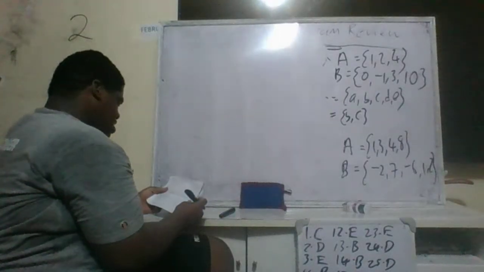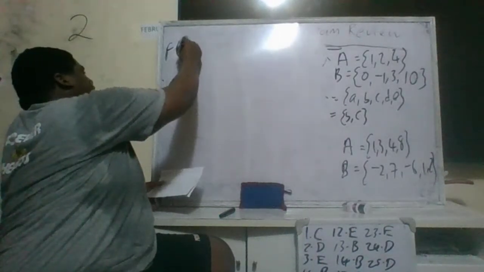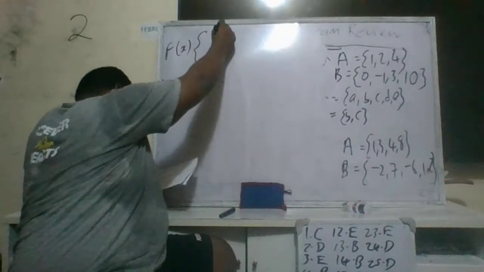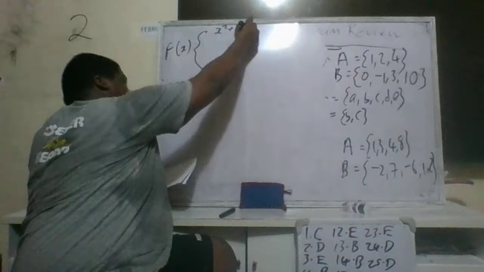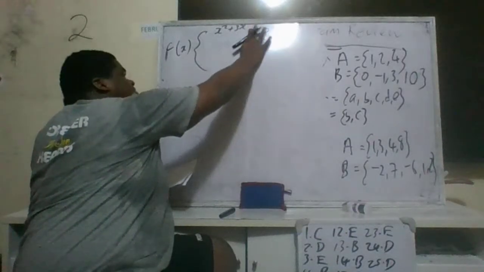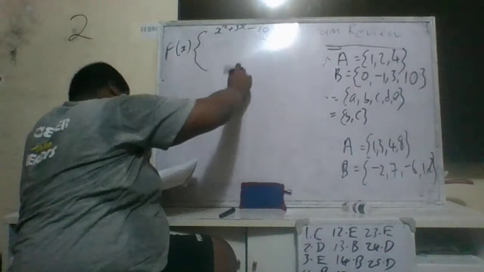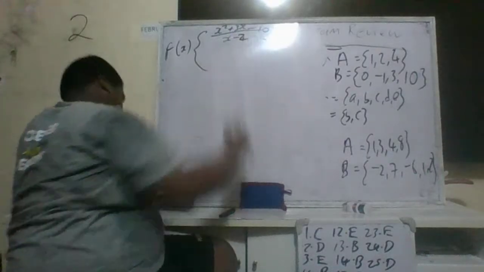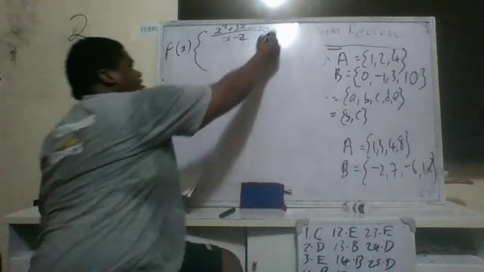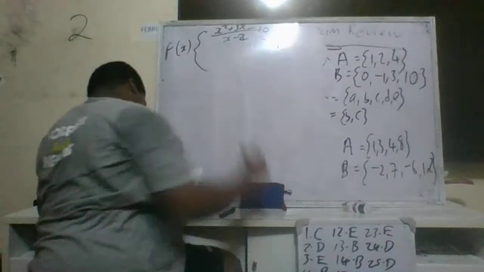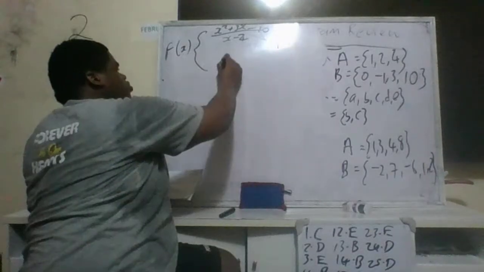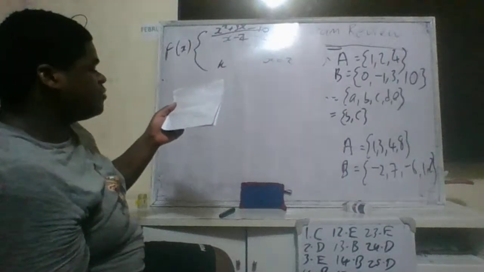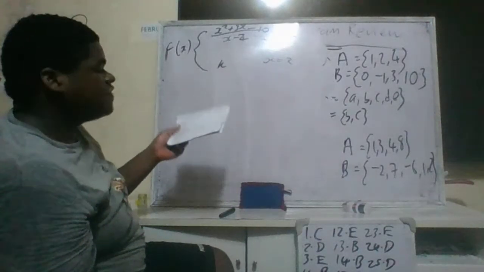Question 35. Let f of x be defined as x squared plus 3x minus 10, divided by x minus 2, when x is not equal to 2, and it's equal to k when x is equal to 2. We should let f of x be continuous at x equals 2. Then what's the value of k?